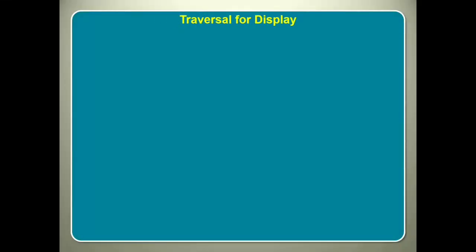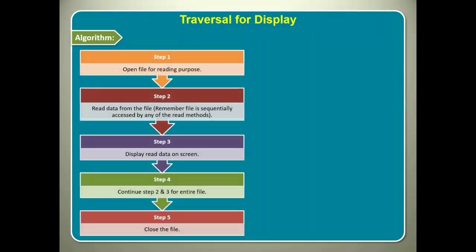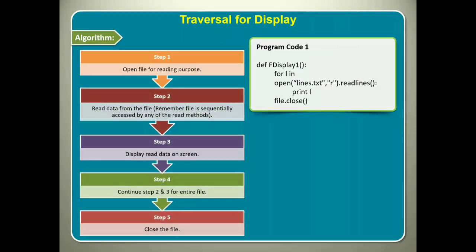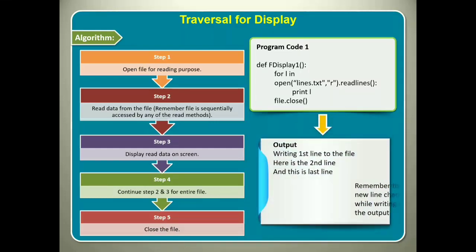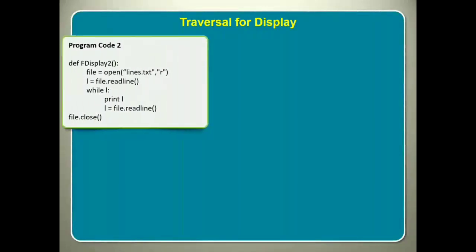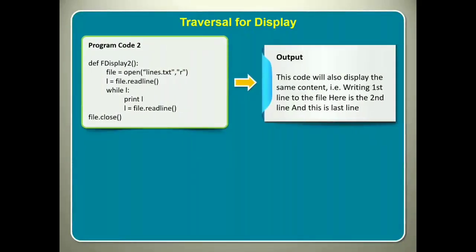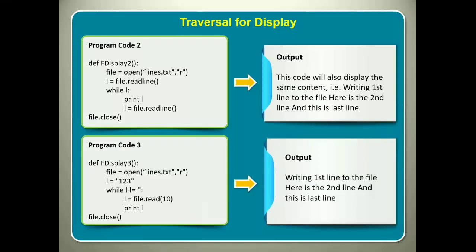Next is Traversal for display. Here is the algorithm for Traversal for display. Have a look at the program code. This program will produce the following result. Remember that you did not add a newline character with the strings while writing them in the file, hence the output. Here is another example. This code will also display the same content. Have a look at the third example. The code will give the following output.